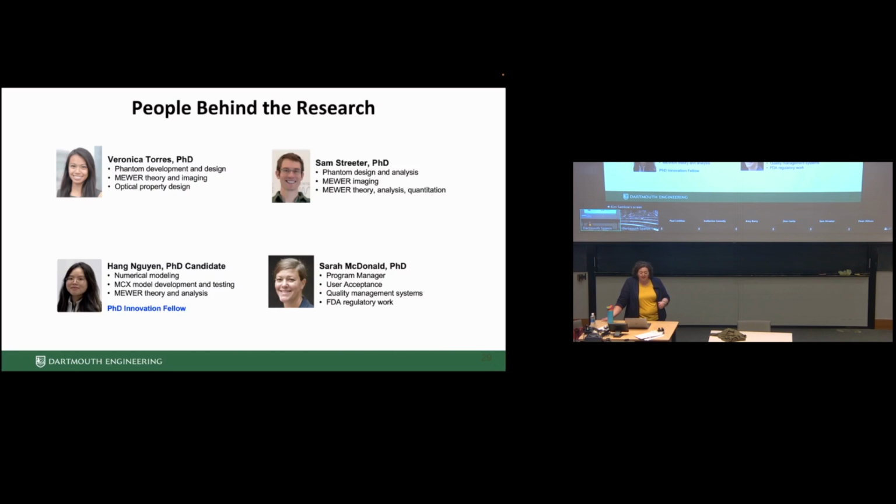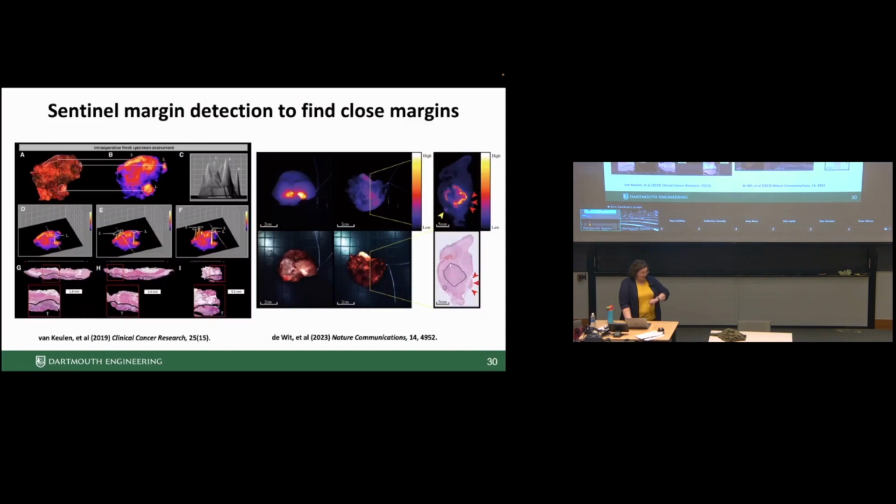Hung is also working on some of the numerical modeling. We're just getting that going. So instead of making thousands of phantoms that have different properties, we're going to use Monte Carlo simulation in order to try and optimize our conditions. And then, of course, Sarah, who is our program manager, hasn't been working on the research, but has been helping with the regulatory work, the surgeon interviews and such, which are also a large part of our program.